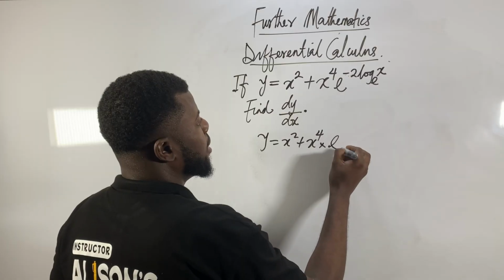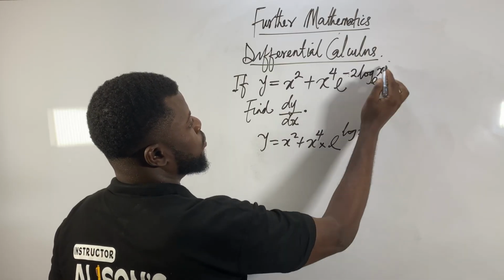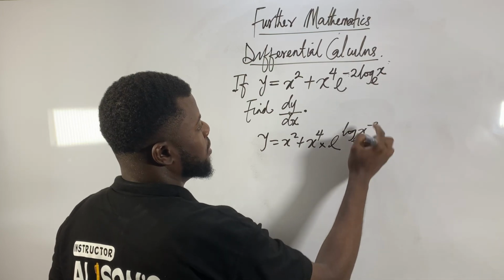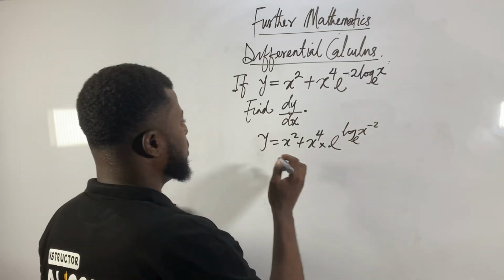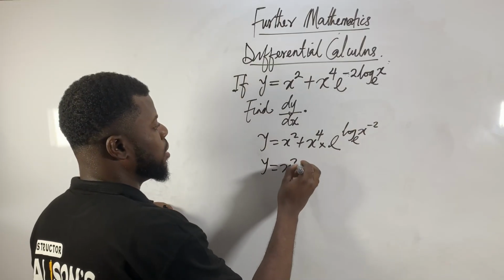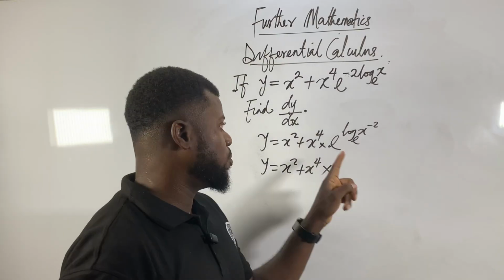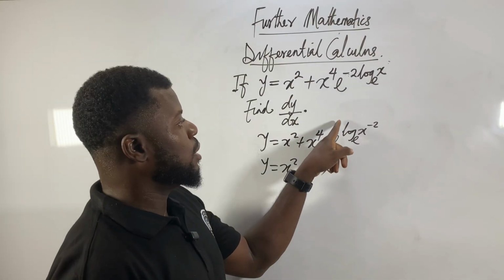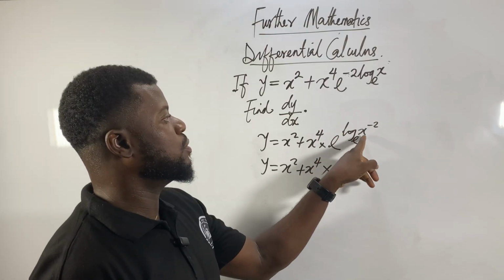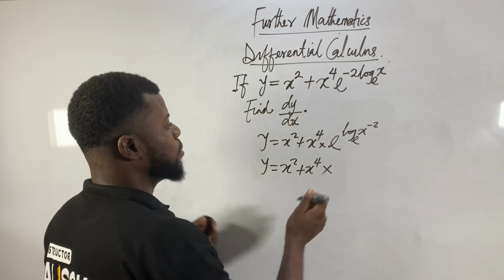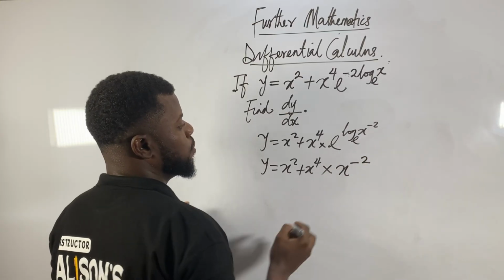We can apply the exponential log x to the power of minus 2, base e. I apply one of the things I told you. Secondly, y equals x squared plus x to the power of 4 times. The second thing I taught you is that when you get a base, then log of the same base, the whole of this one will come out. Anything there will be the answer. So the answer for this one can be x to the power of negative 2.